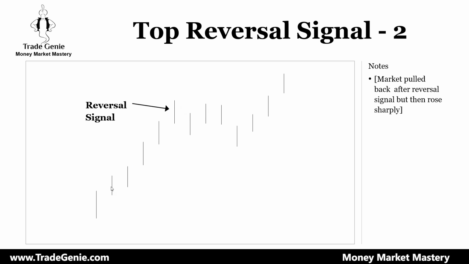So they bought it somewhere here in this zone. They don't care to sell back at the high. They will sell just in the middle. They will be happy to sell in the middle of this zone.